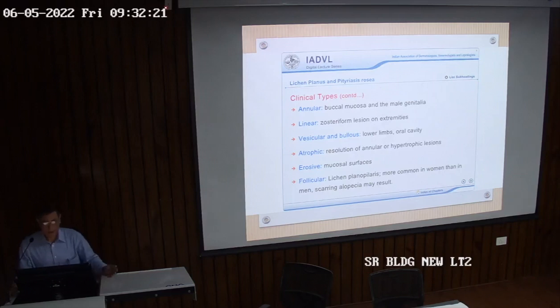Vesicular and bullous, as the name suggests, we have already gone through the structure of skin and various types of lesions, anatomy of skin.